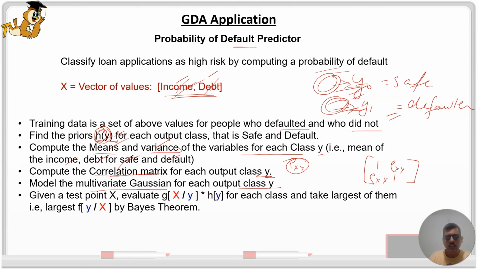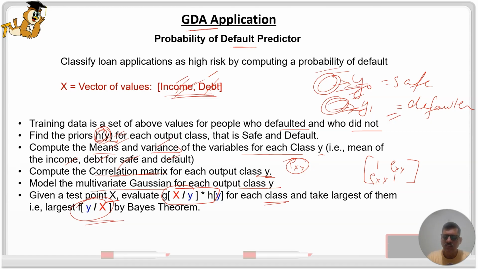Finally, when you are given a test point x, what you do is you evaluate g of x given y multiplied by h of y for each of these two classes, and then take the largest amongst them, because that by Bayes' theorem would give you the largest f of y given x, which is what you were looking for. So that is how you go about using the GDA. That is how you go about using the Gaussian Discriminant Analysis to get the probability of default.